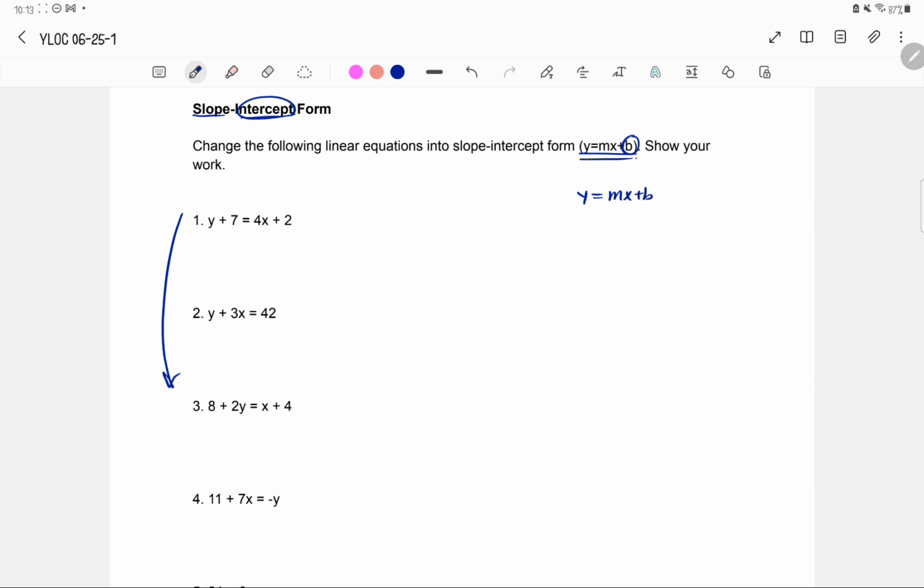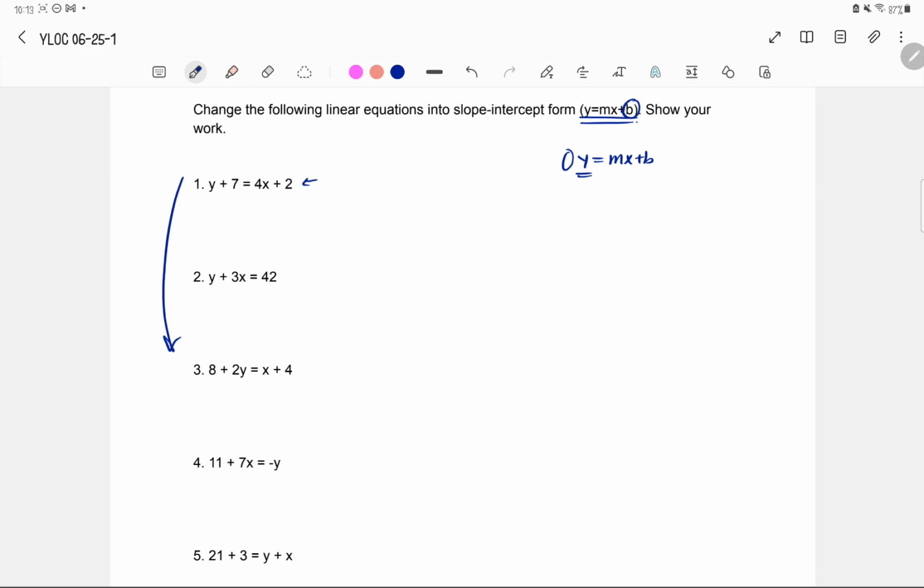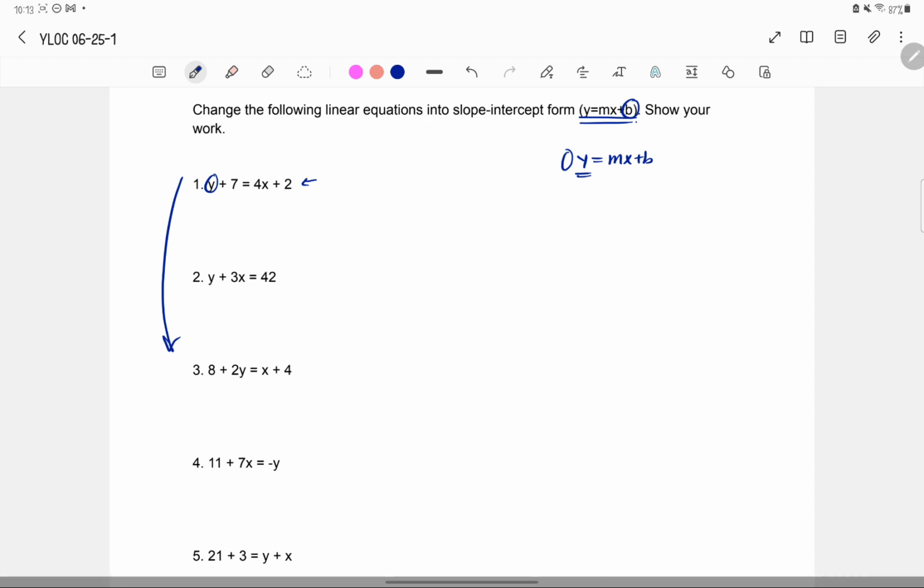So number 1, we see y plus 7 equals 4x plus 2, and if we look at the y equals mx plus b equation, the y is by itself, right? Without any integers or numbers in front. So we're going to do that to this one. In order to have y alone on one side of the equation, which in this case is the left, it can be the right, but left is usually easier to identify.